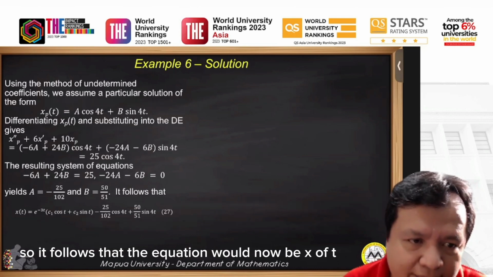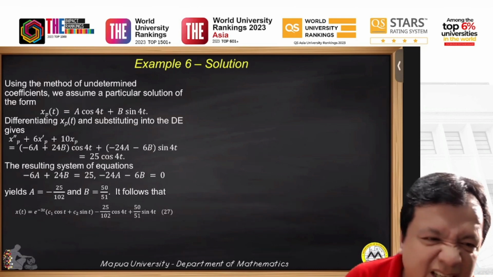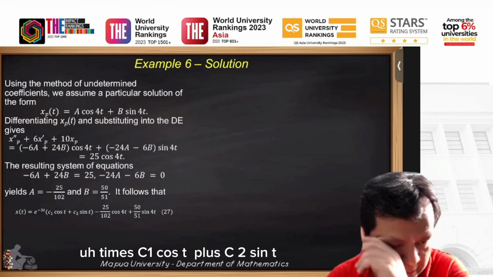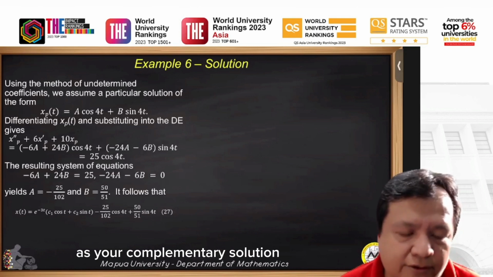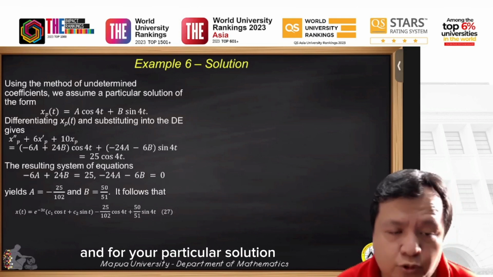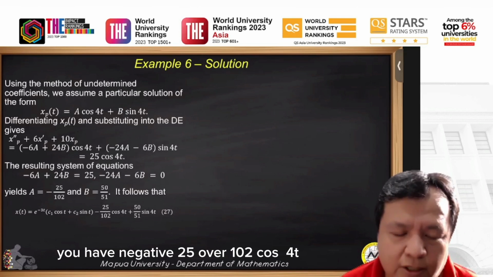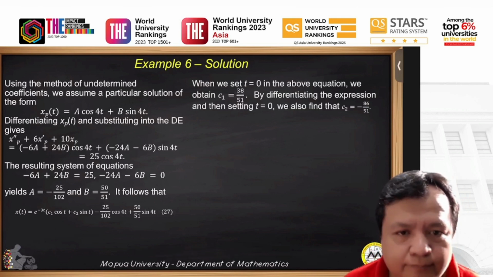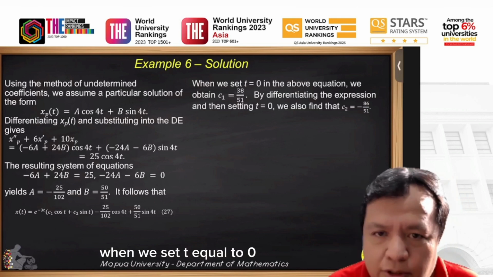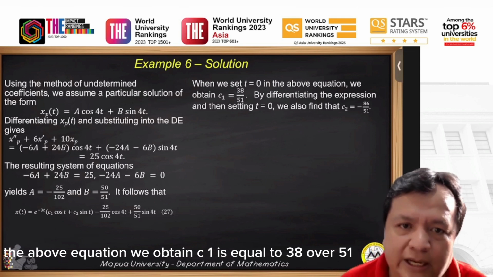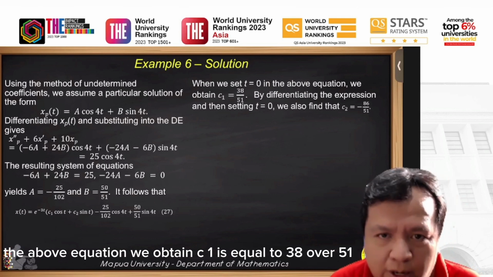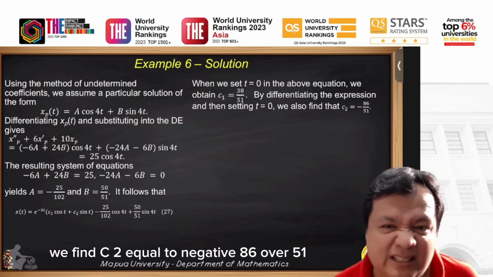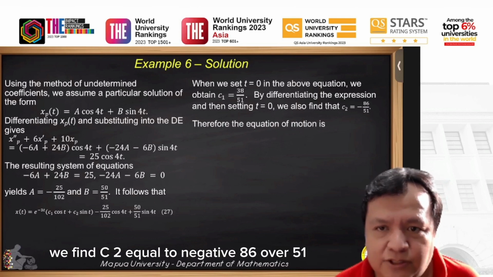So it follows that the equation would now be x of t equal to e to the negative 3t times C1 cosine t plus C2 sine t as your complementary solution. And for your particular solution, you have negative 25 over 102 cosine 40 plus 50 over 51 sine 40. When we set t equal to 0 in the above equation, we obtain C1 equal to 38 over 51. By differentiating the expression and setting t equal to 0, we find C2 equal to negative 86 over 51.